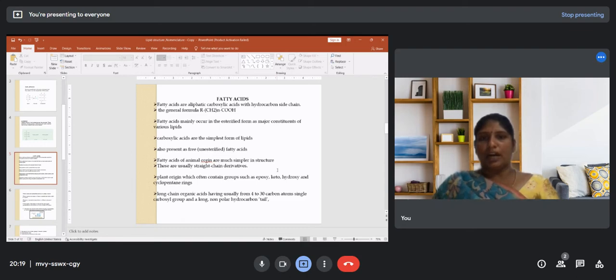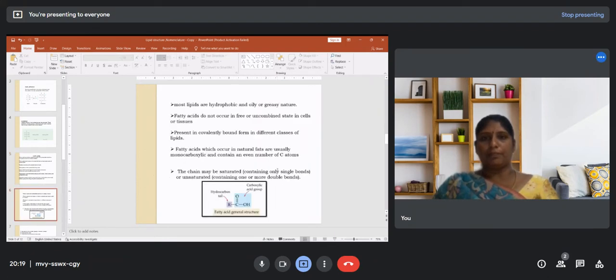Fatty acids of animal origin are much simpler in structure. These are usually straight chain derivatives. Those of plant origin often contain groups such as epoxy, keto, hydroxy, and cyclopentane rings. They are long chain organic acids, usually having from 4 to 24 carbon atoms, a single carboxyl group, and a long nonpolar hydrocarbon tail. Most lipids are hydrophobic and oily or greasy in nature.